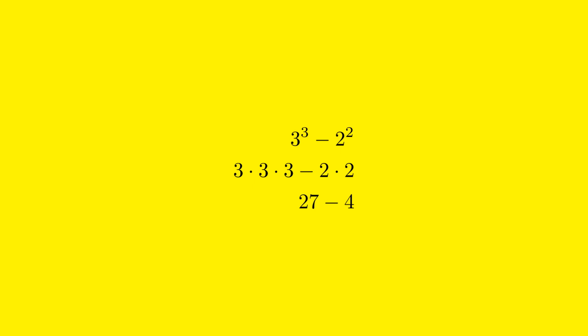Next, we look at 2 raised to the power of 2. This means we need to multiply the number 2 by itself. So 2 times 2 equals 4.